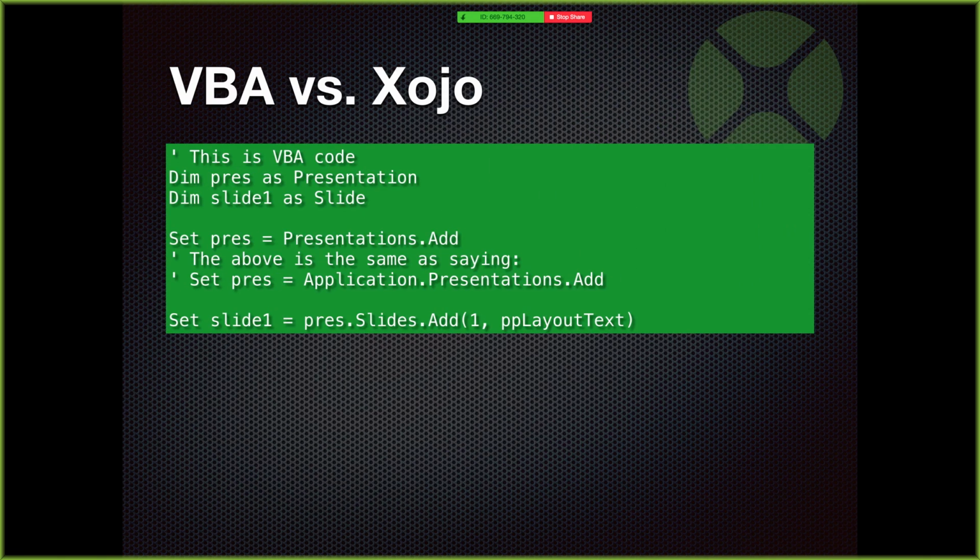So on a high level, this is some VBA code. This is a very simple code here. This is just adding a presentation to PowerPoint and then adding a slide to it.